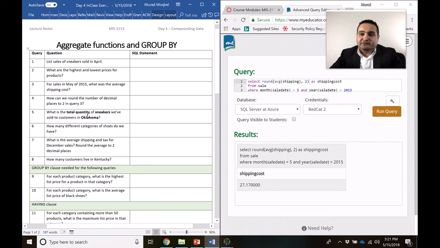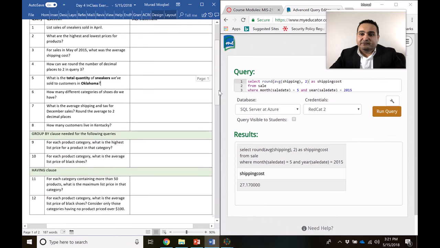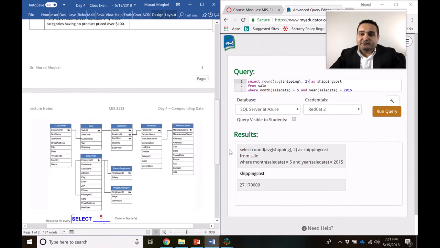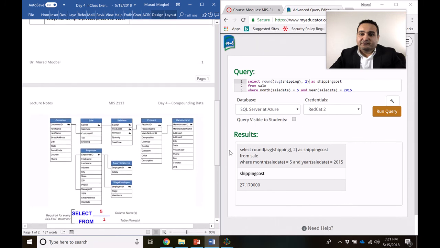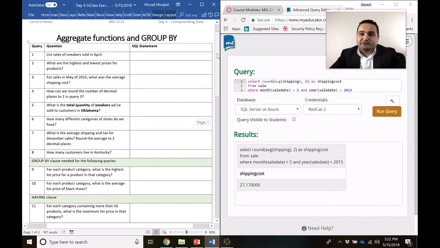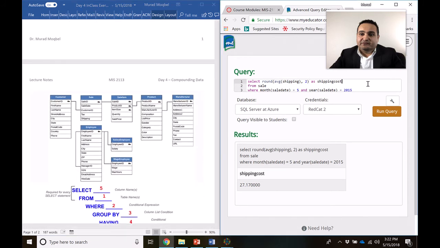So now what is the total quantity of sneakers that were sold in Oklahoma? All right, so sneakers. The quantity is here, and the sneakers from the product, and then Oklahoma is from the customer. So I need to join all those tables in order to answer this question. So let's join them first, and then we will look at the other question.